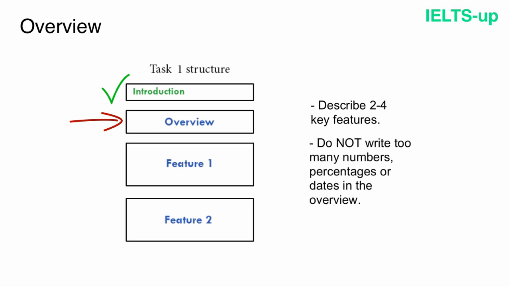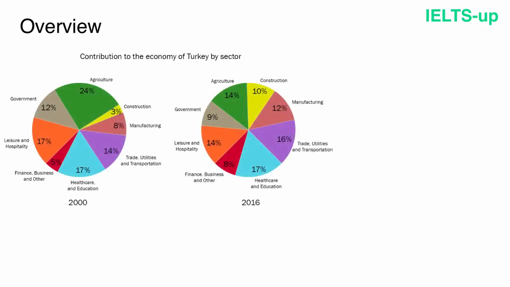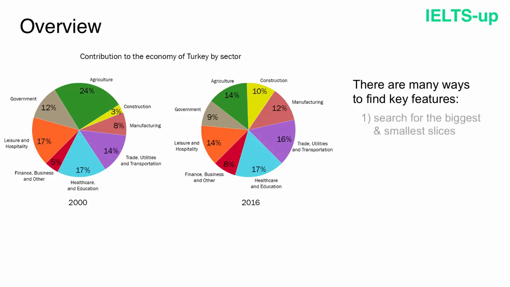Do not write too many numbers, percentages, or dates in the overview. You have to keep only general information in this paragraph. So, let's look at our pie charts and identify some key features. Well, there are many ways to find the key features of our charts. First of all, we could search for the biggest and smallest slices of each pie chart.